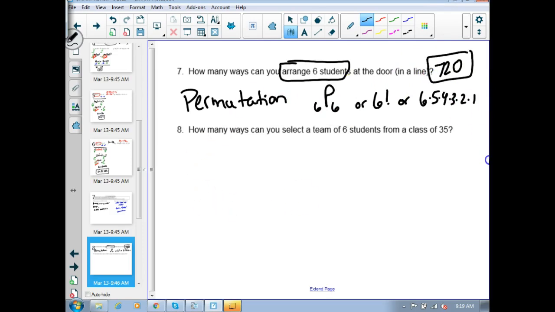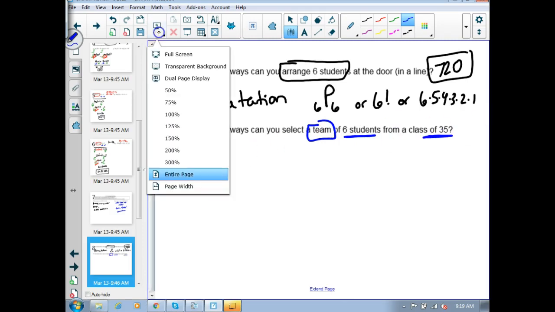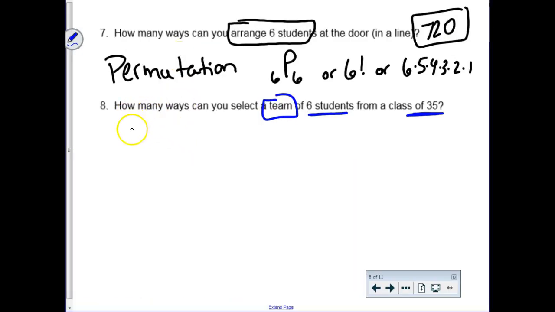How many ways can you select a team? There's a keyword there, a team of 6 students from a class of 35. So team is the keyword. You don't really care what order you're selected in, just that you're on the team. So this is a combination. And when you go on your calculator, the only way for you to get this answer right now, because of the way we've taught you, is you're going to pull up the combination feature. Make sure you put 35 first. So 35 combinations of 6.